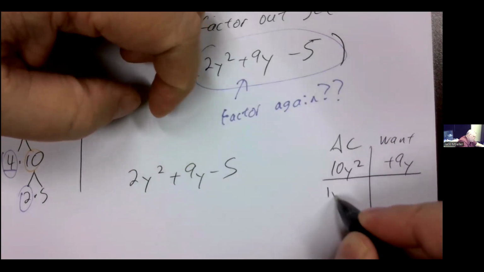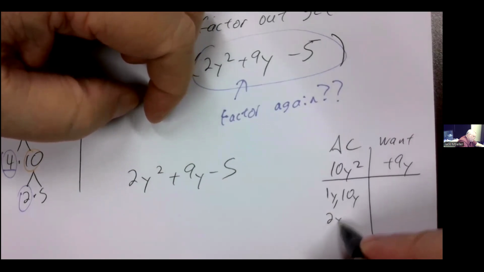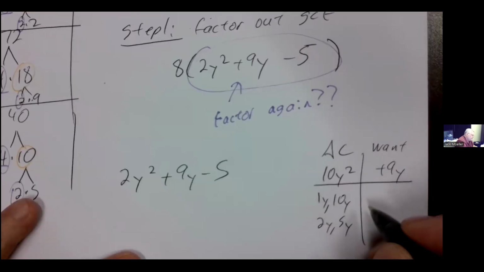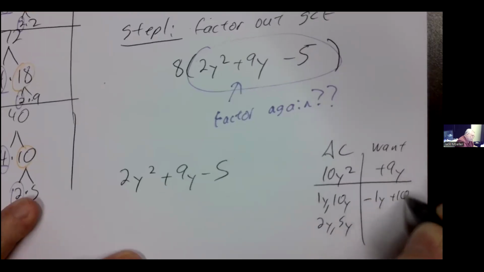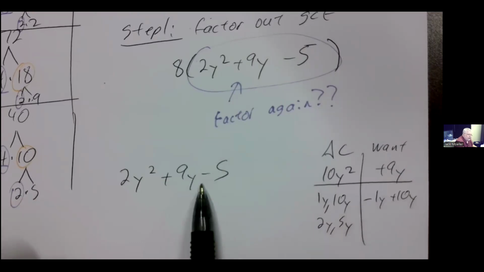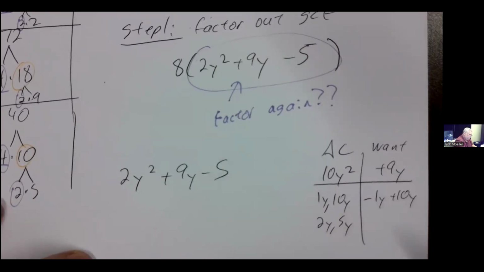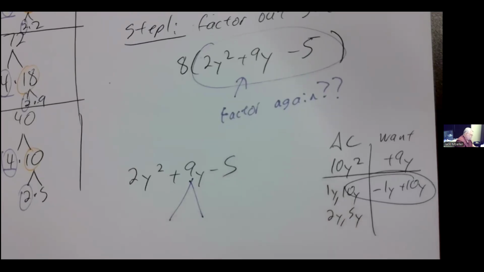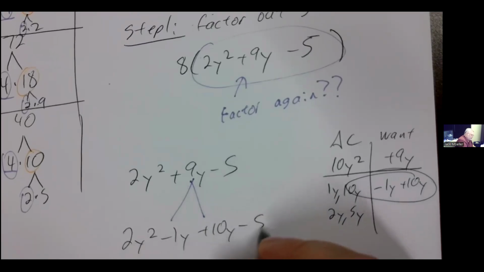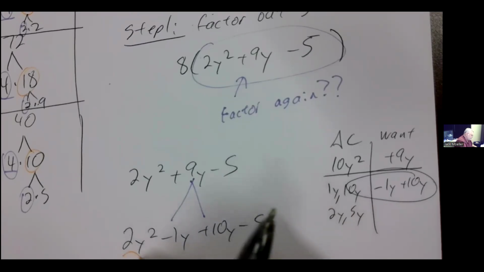How do we factor 10? Well, 1y and 10y, 2y and 5y. So how do we get plus 9 out of that? Well, minus 1y plus 10y. Does it make sense that our signs are different? Yes, because we have a negative third term. So what do we do with that? Split that middle term. 2y squared minus 1y plus 10y minus 5. Now we're going to do our factor by grouping.